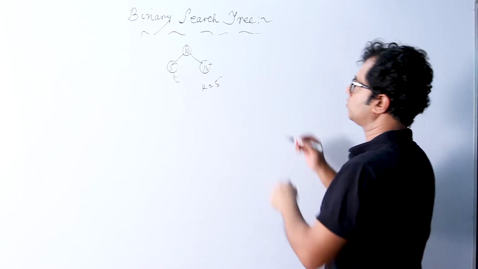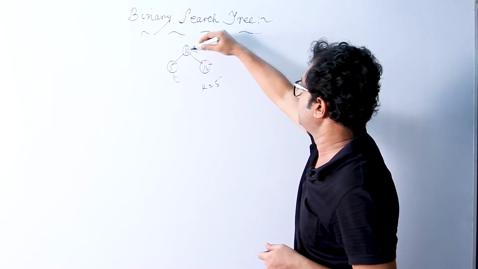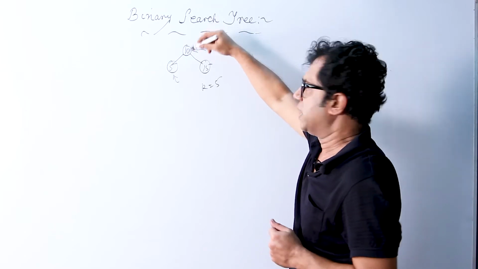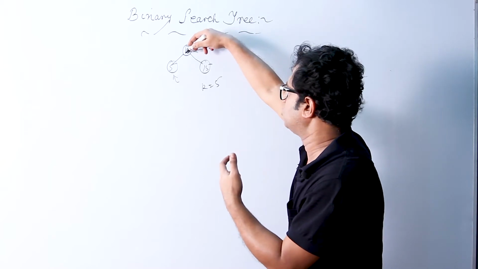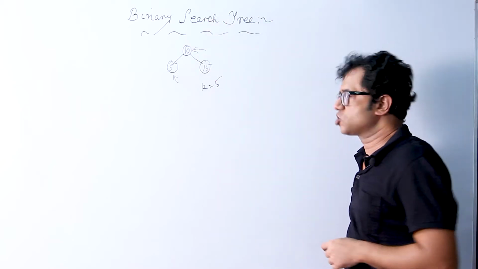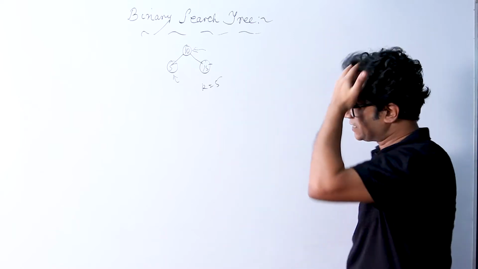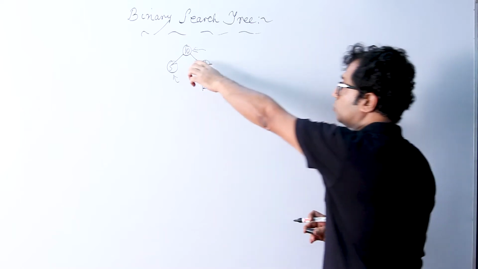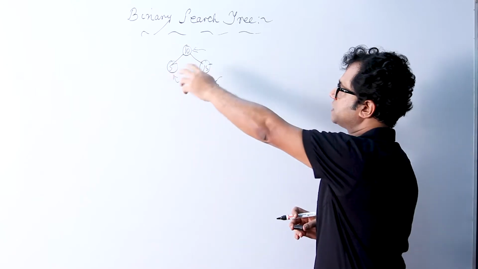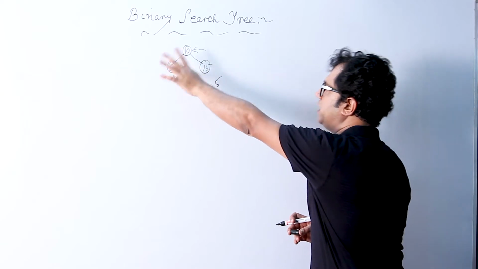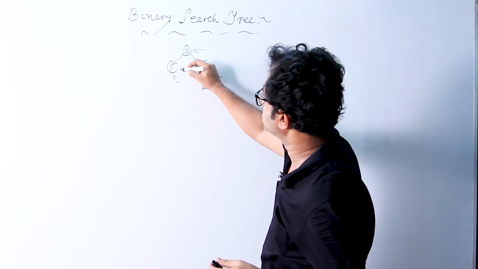In this case, we will start with the root node having the value 10. We will see whether the value 5 matches with this value 10. If they do not match, then we will compare whether the key value is less than the root node value or more than the root node value. If it is less, then we will go to the left subtree starting from the root node 10, and we will try to find the 5 in the left subtree.